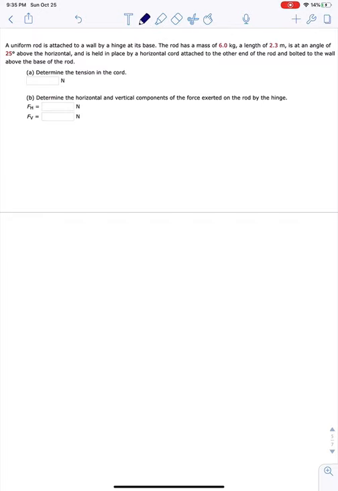So I'm going to draw that here. So I've got my wall. I've got a rod here that can rotate around this point where the X is. Okay. The rod has a mass of 6 kilograms. Its length is 2.3 meters. Oh, and I should have read the rest of this description before I drew it. And it's at an angle of 25 degrees above the horizontal.